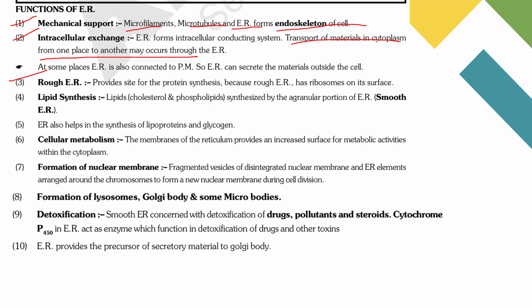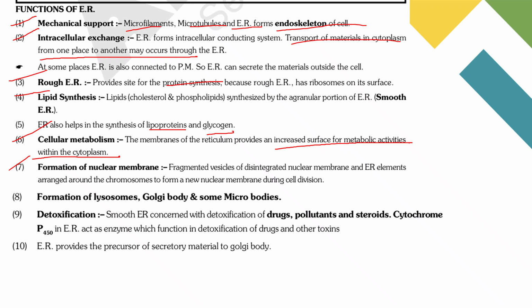What is the function of rough ER? Rough ER is actively involved in protein synthesis, and smooth ER is actively involved in lipid synthesis. They also help in the synthesis of lipoproteins, means lipid and proteins, and they are involved in the synthesis of glycogen. Next is cellular metabolism. So reticulum provide an increased surface for metabolic activities within the cytoplasm. So whatever metabolic activities take place, take place on the surface of endoplasmic reticulum.